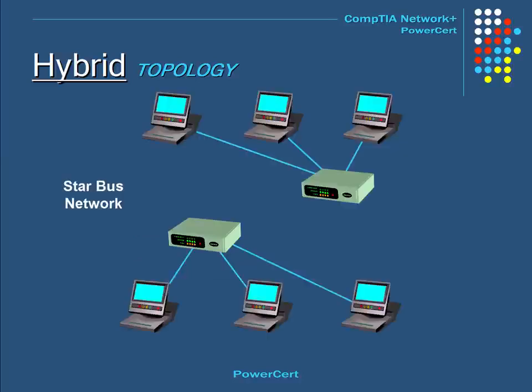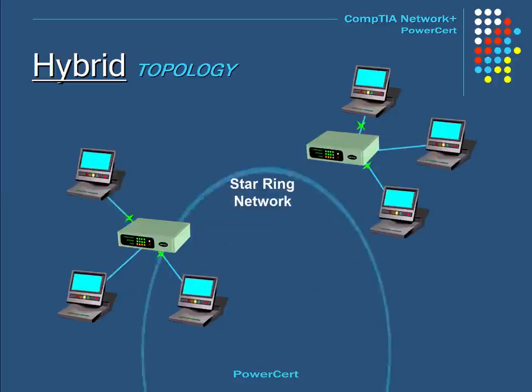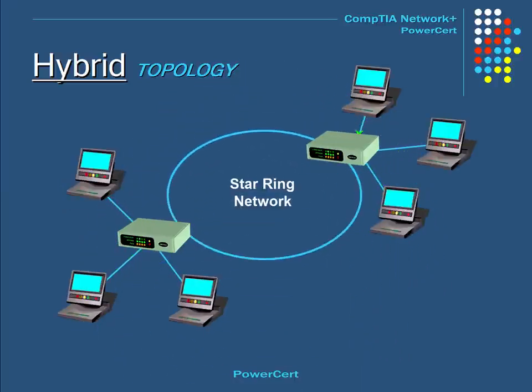In a star bus network, two or more star topologies are linked together using a single bus connection. And in a star ring network, two or more star topologies are linked together to form a large ring network.